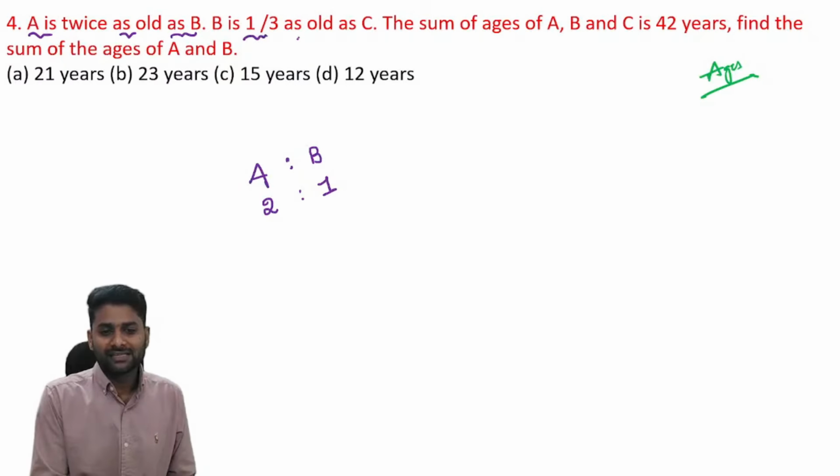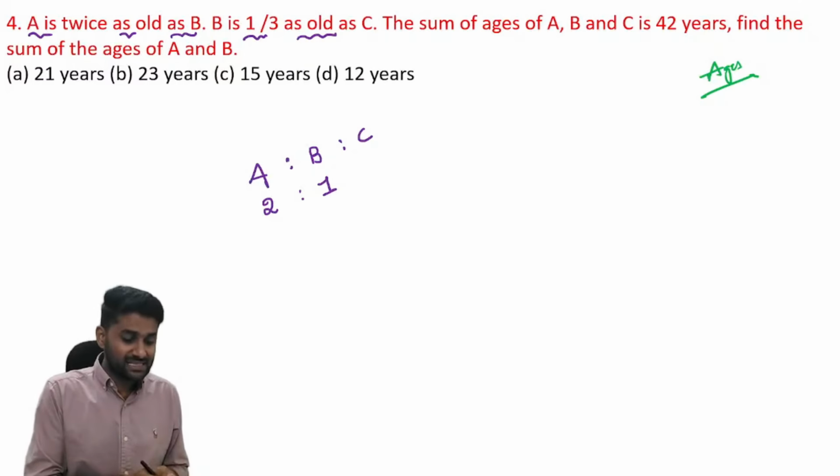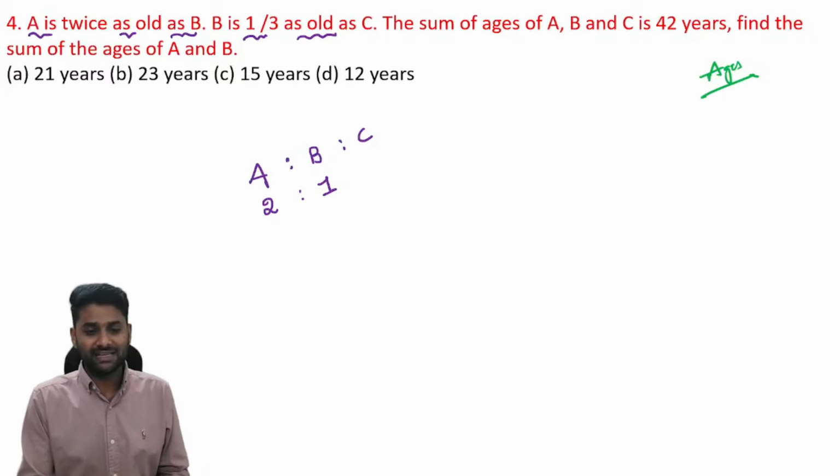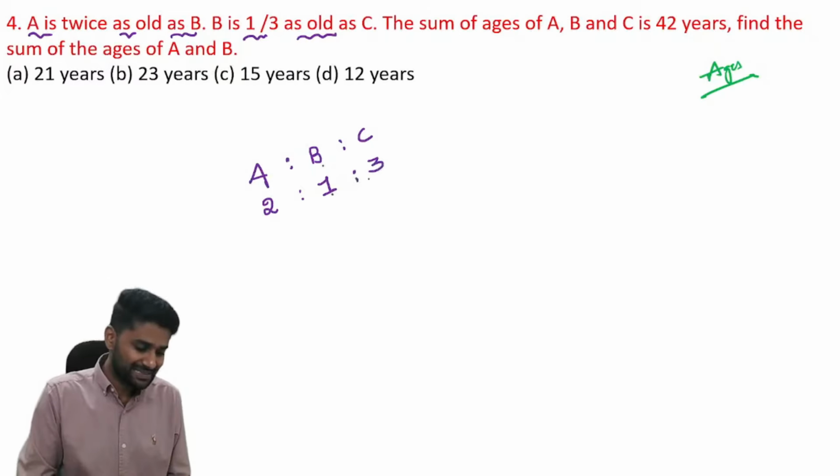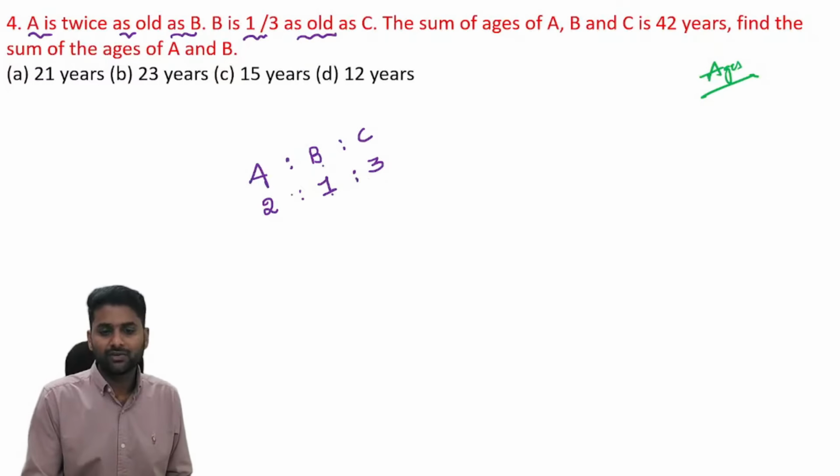Now B's age is one third of C. Again, B's age is compared with C. They clearly mentioned that B's age is one third as old as C. It means if B's age is 1, then definitely C's age must be 3. That's it. Now you have the ratio. The ABC ratio is 2:1:3.